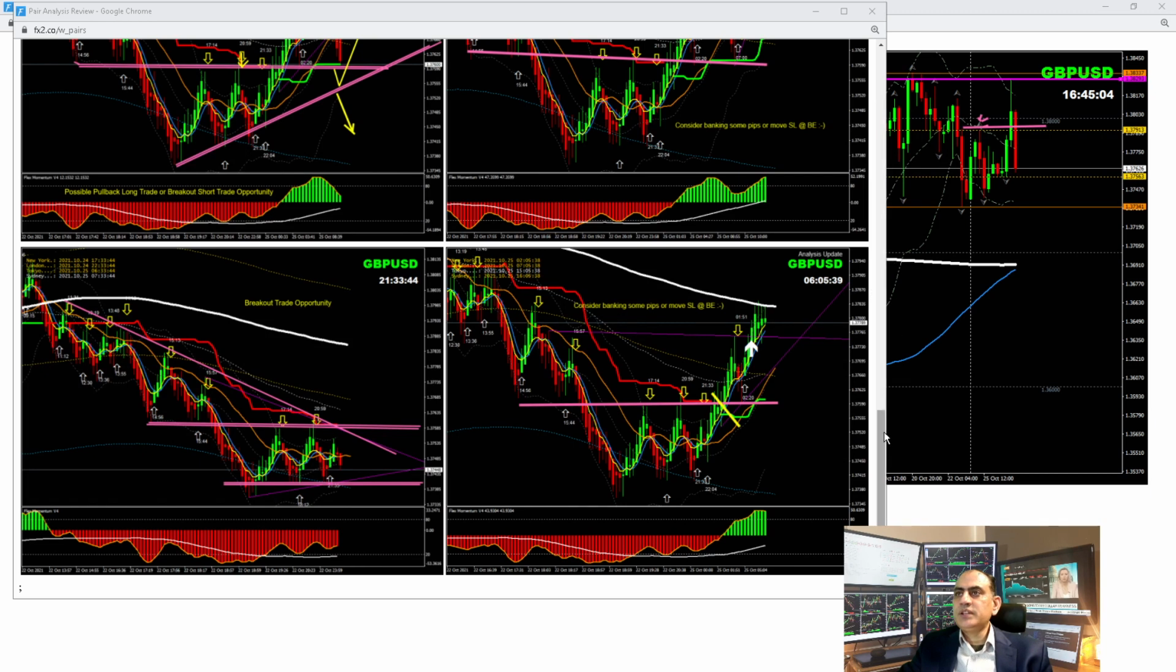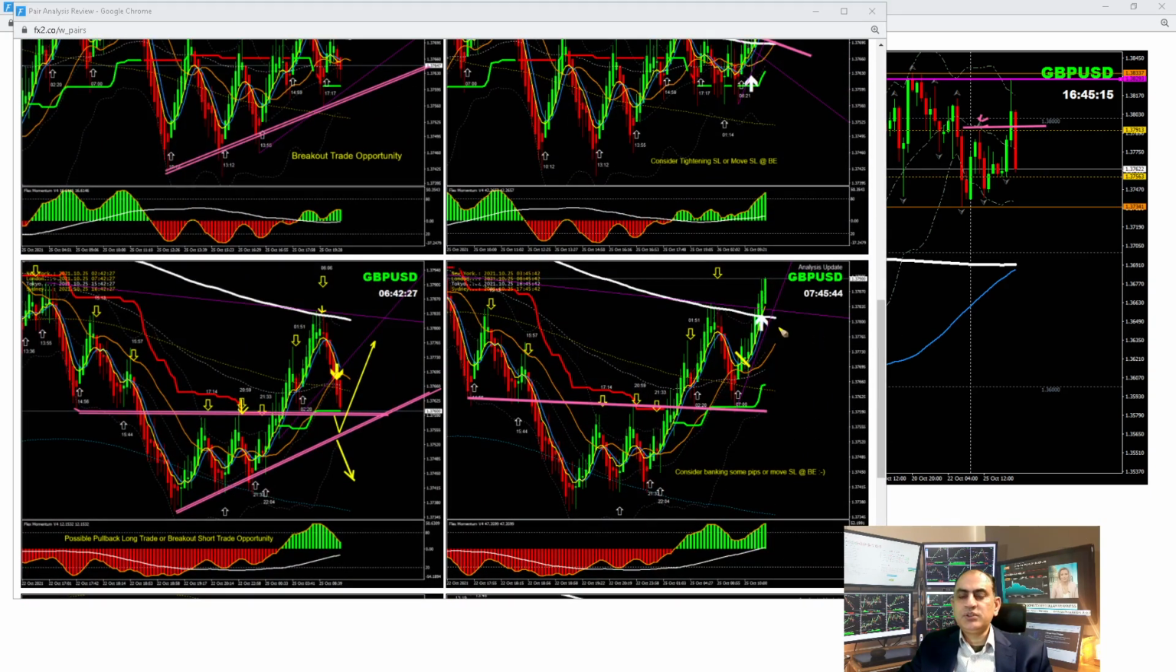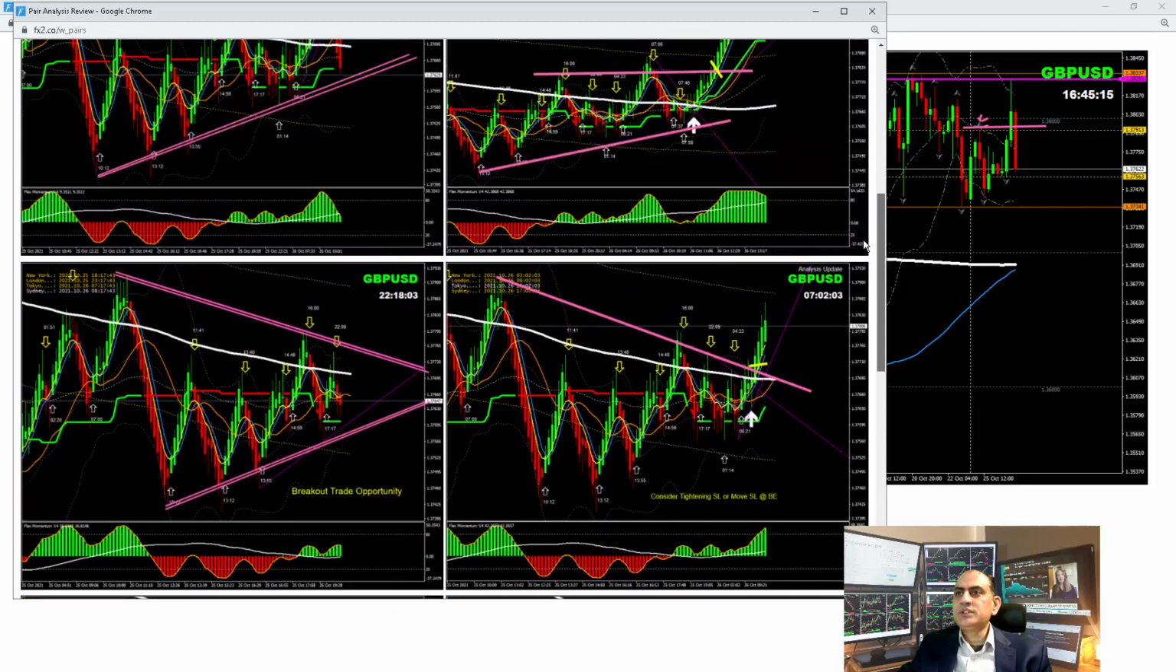Afterwards, as you can see here in the London morning session yesterday, once the target was hit in the Asian session, we looked for another pullback at this level, which price nicely did. You can see here, banking beautiful pips again on a long trade. Then afterwards price developed another setup at the New York session. This is another one from last night.